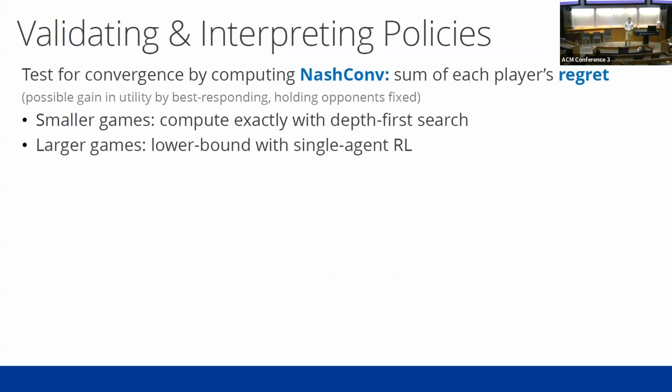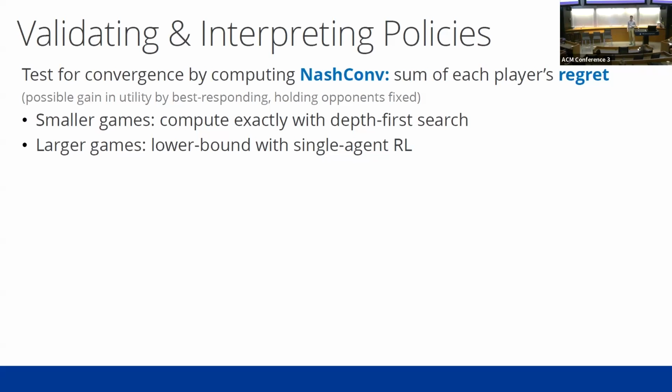Now, let me talk about what to do once you've trained a policy. First of all, it's important to know whether you found a good policy or not. And the way to do this is to compute Nashconv, which is the sum of each player's regret. If each player was allowed to best respond to their opponent's policies, how much utility would they gain? Ideally, they would gain nothing. You'd get a Nashconv of 0, and then you know that you found a Bayes-Nash equilibrium. And in relatively small games, you can just do this with brute force. You can compute the exact best response with a depth-first search, and you can compute Nashconv exactly that way.